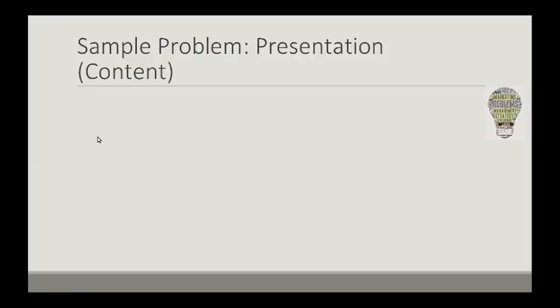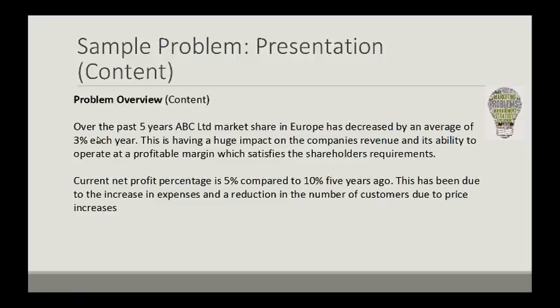Problem presentation. The content. An overview of the problem. Over the past 5 years, ABC Limited's market share in Europe has decreased by an average of 3% each year. This is having a huge impact on the company's revenue and its ability to operate at a profitable margin which satisfies the shareholders' requirements. Their current net profit percentage is 5% compared to 10% 5 years ago. This has been due to an increase in expenses and price increase.